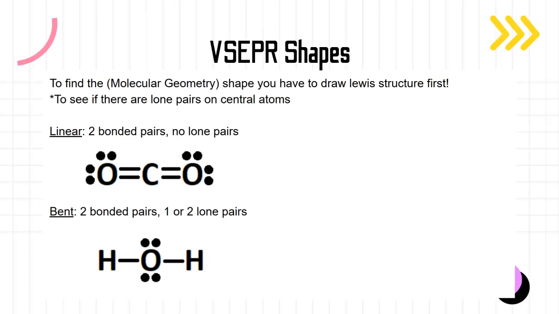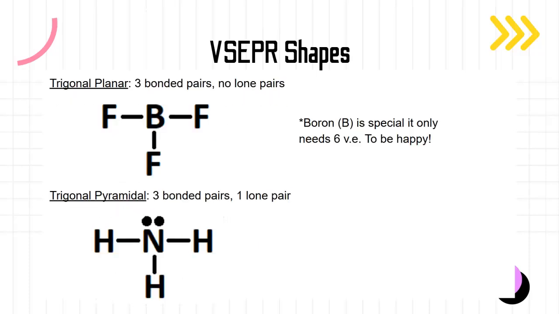Notice that in this example, there's only single bonds, while in the previous example, there were double bonds. It does not matter if it's a single bond, double bond, or triple bond, as long as the same elements are bonded, then it only counts as 1 bond for molecular geometry.